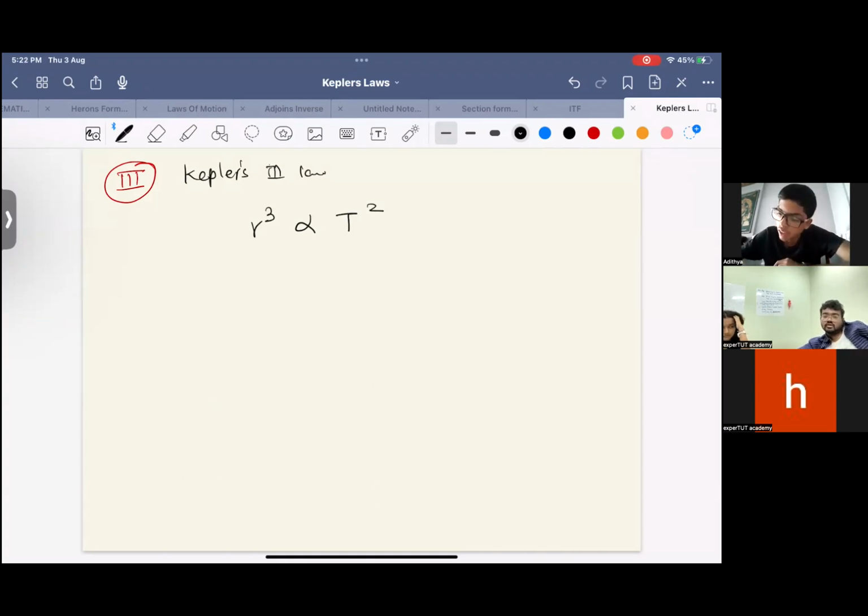R cube is proportional to T square. T should be capital, because it is the time period. It is also called the time period of motion, time period of revolution. For example, T for Earth is how much? Yes, T of Earth is 365 days.